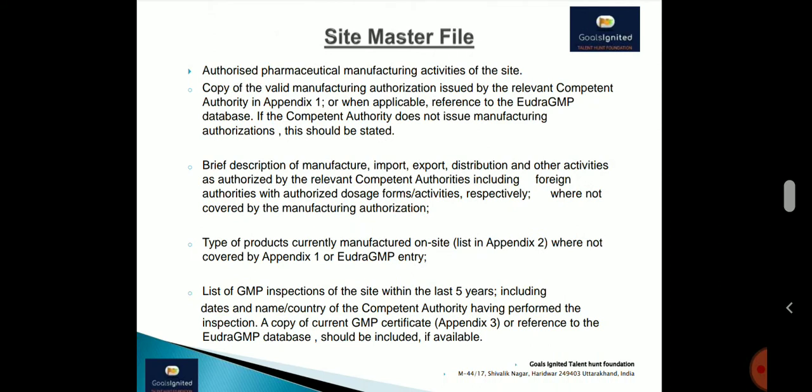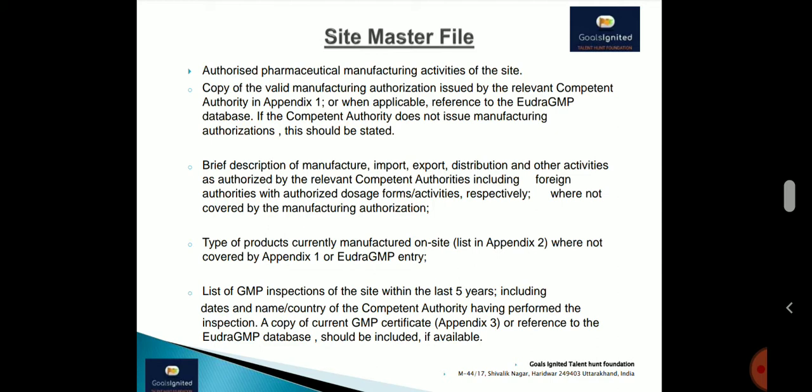The DUNS number is required to be mentioned in the site master file as an update of the regulatory requirement. Authorized pharmaceutical manufacturing activities of the site: you have to tell what is manufactured there. Copies of the valid manufacturing licenses, marketing authorization, everything you need to incorporate. Include a brief description of the manufacturing, import, export, distribution and other activities authorized by the relevant competent authorities, including foreign authorities, with the authorized dosage forms, and activities not covered in the manufacturing authorizations. Everything needs to be mentioned: the foreign GMP audits, the regulatory inspections faced, and the accreditations and approvals you have. All this information must be accommodated in the site master file.